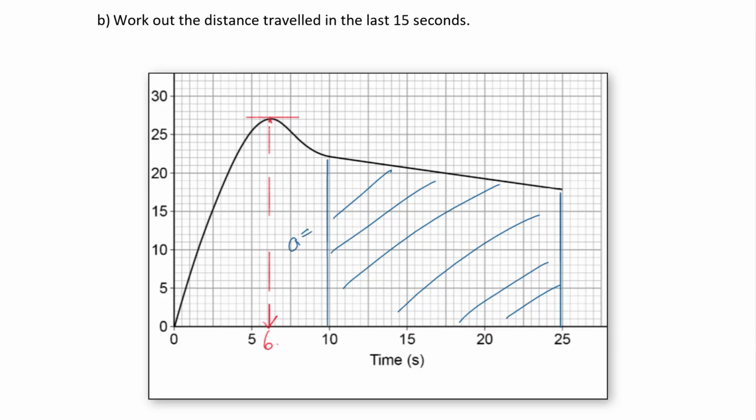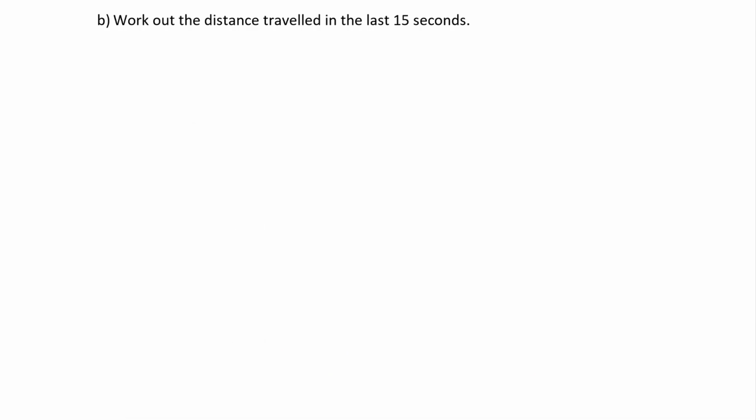Which is of a height 22. So A is 22. This is my B line on the other side. That is at a height of, I make that 18. The distance between them is this distance. We said for the last 15 seconds. So it's that 15 there.